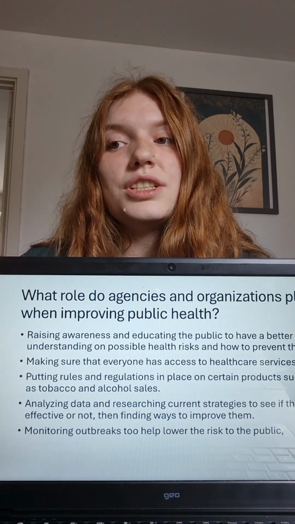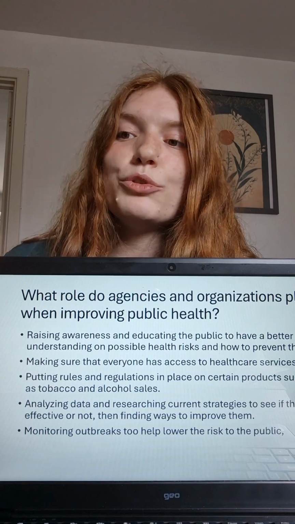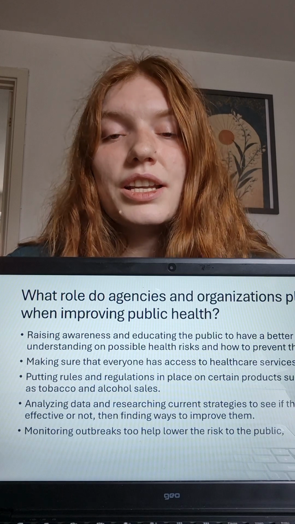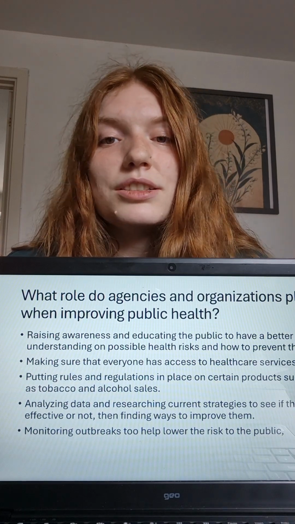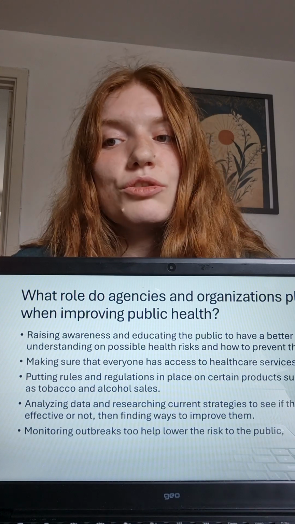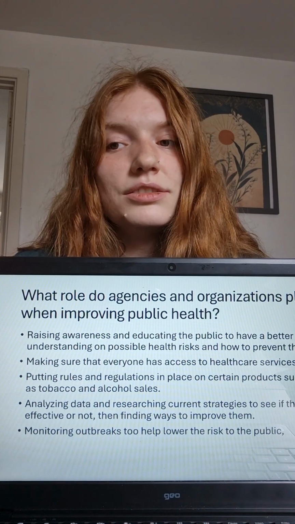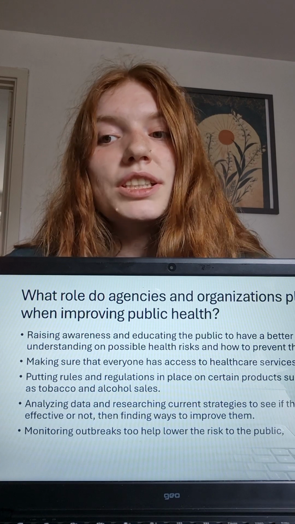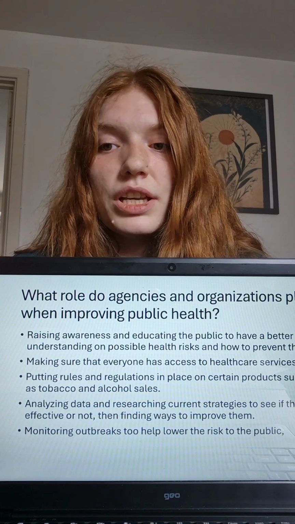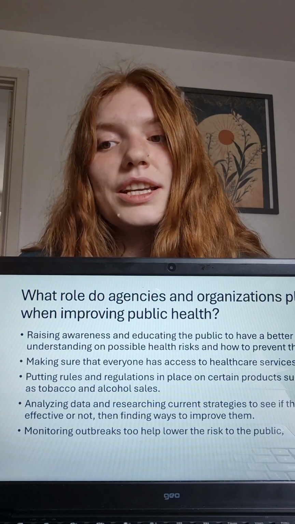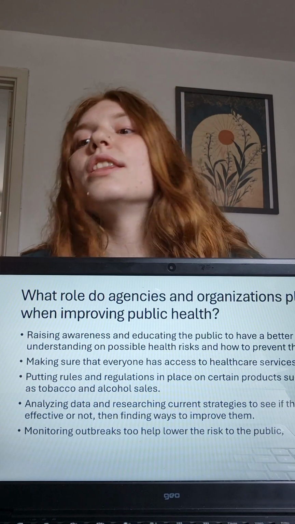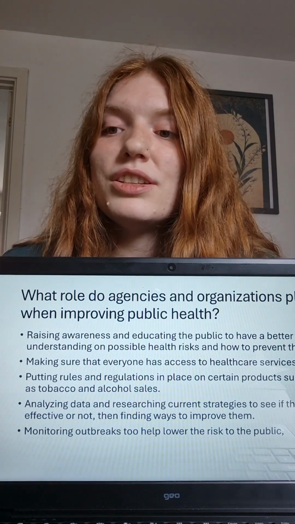What role do agencies and organisations play when improving public health? This includes raising awareness and educating the public to have a better understanding of possible health risks and how to prevent them, making sure everyone has access to healthcare services, putting rules and regulations in place on certain products such as tobacco and alcohol sales, analysing data and researching current strategies to see if they are effective or not, then finding ways to better and improve these.